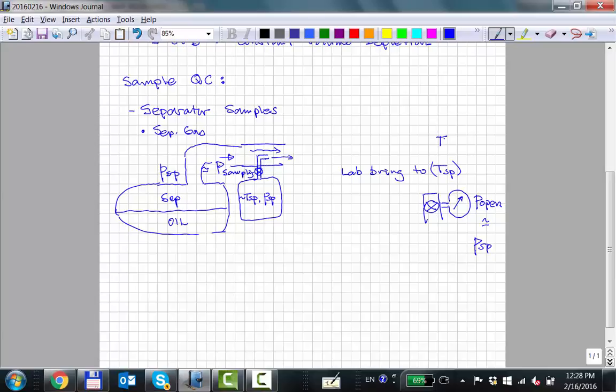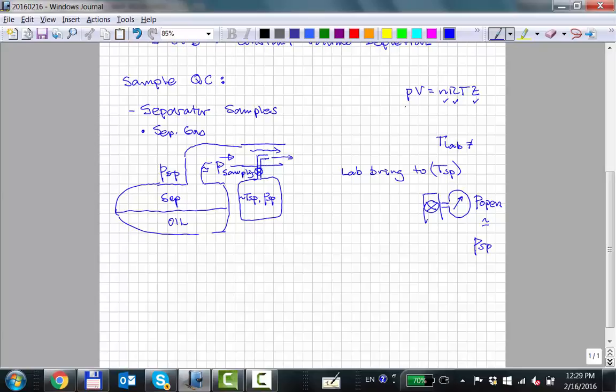Let's say that the temperature in the lab was not equal to the separator temperature. Then we could probably say from the ideal gas law, as an approximation, that PV equals nRT Z. So we're going to assume that Z remains constant, and that it's not too dependent on the temperature difference between the lab and the separator.